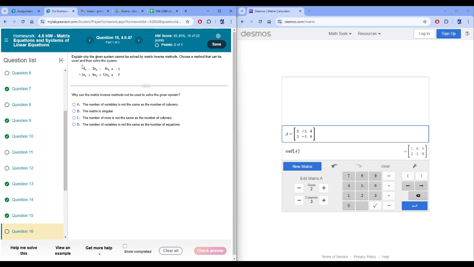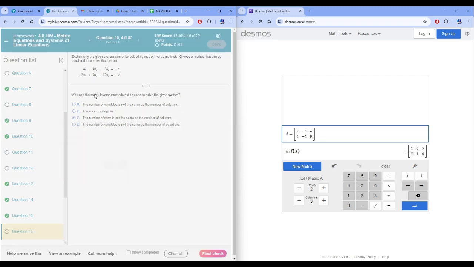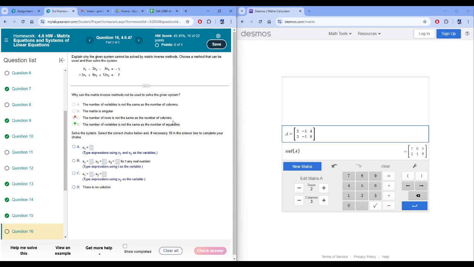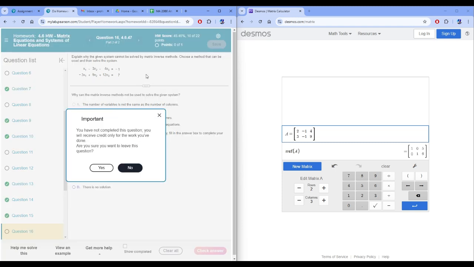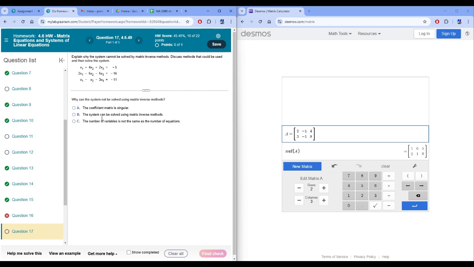Alright, choose the method to use to solve the equation. 1, 2, 3. It's not a square. Oh, the number of rows is the same. The number of variables is not the same as the number of equations. Oh, that's annoying. And then just solve it, which I'm sure you guys can do. Oh, annoying. Whatever. Okay, moving on.